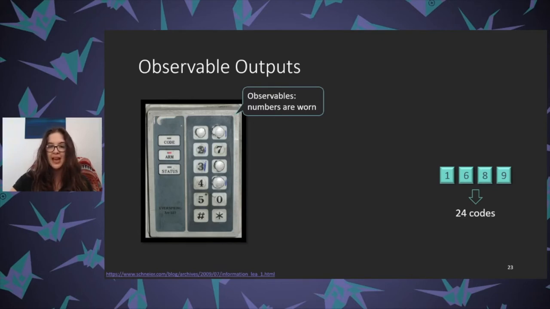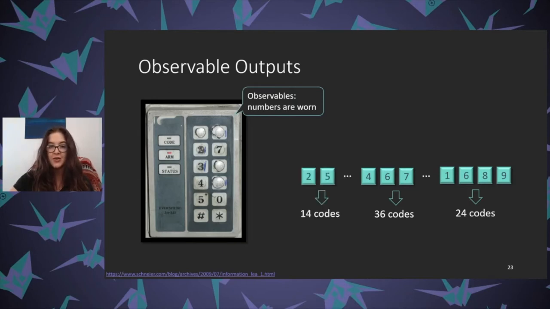But this is only one set of keys that could get worn down. If the admin at the site chooses a different password, then different keys could get worn down over time. So if 4, 6, and 7 are worn down, then our attacker has 36 candidates for the secret. If, for example, 2 and 5 are worn down, then our adversary has to pick between 14 codes. And if only the 3 is worn down, then the adversary knows for sure that the secret code was 3333.